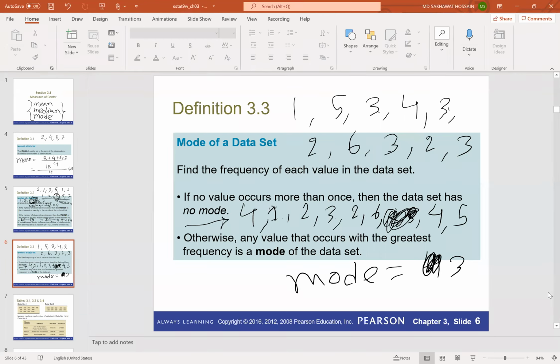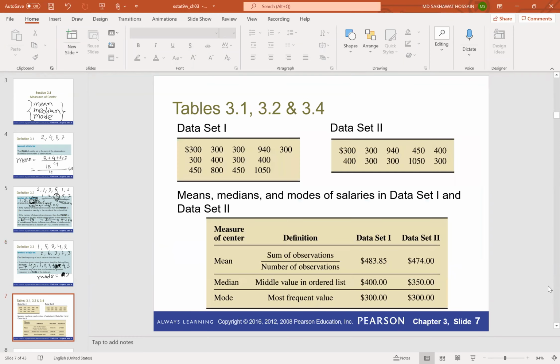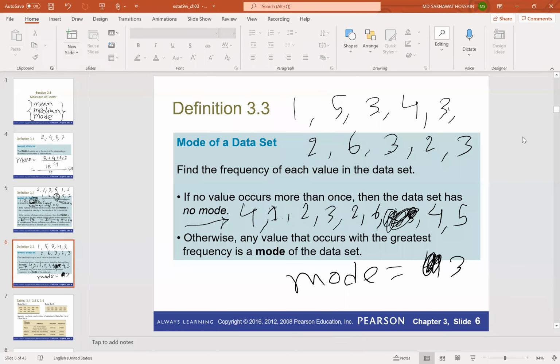You can even have more than 2 modes, you can have 3 modes. In that case, that distribution will be called a multimodal distribution. Okay, so now the question is, all 3 are measures of center. So which one will we use as a measure of center? Actually, it will depend on the data set.